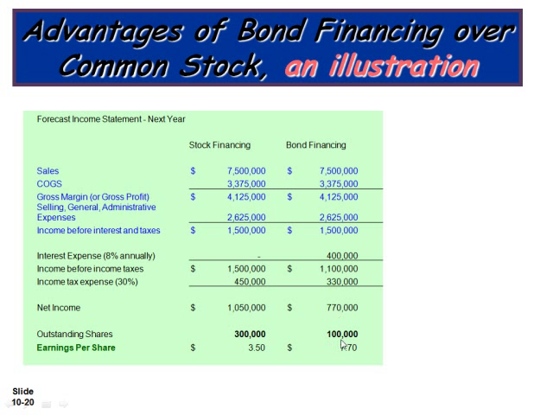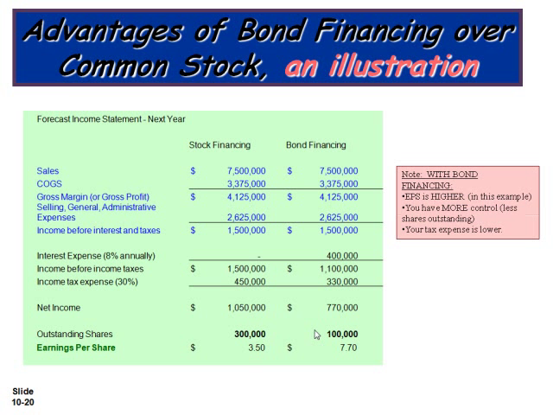With bond financing, we only have 100,000 shares of common stock. You do not calculate EPS on bonds, you just calculate EPS on common stock. With stock financing, you have 300,000 outstanding shares because you issued 200,000 more shares. Now look at that EPS. What is EPS? It's calculated by taking net income divided by outstanding shares. So that's $3.50 per share if we do stock financing. If we do bond financing, it's $7.70 per share.